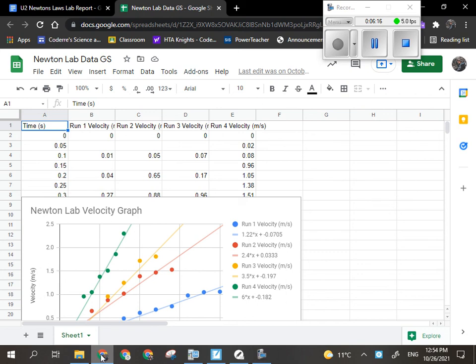all right? So you're just going to build a velocity versus time graph. Get your 4 trials on there. The slope of the line on each trial is your acceleration, and you can see I definitely got an increasing rate of acceleration for mine, and you'll get similar to that.